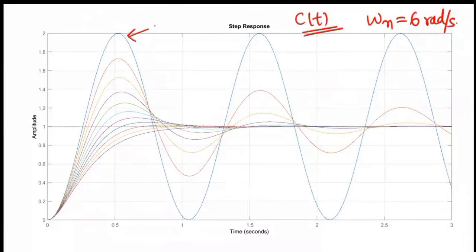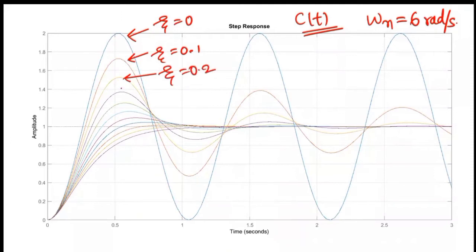This is the response of the system when beta value is equal to 0. And this is the response of the system when beta value is equal to 0.1. This is the response when beta is equal to 0.2. This is beta equal to 0.3. This is for beta equal to 0.4. This is for beta equal to 0.5.